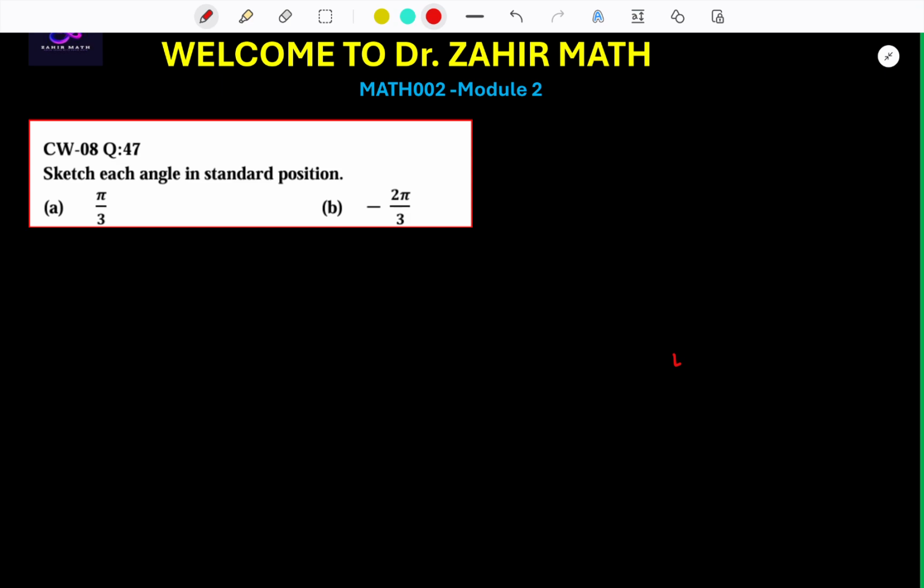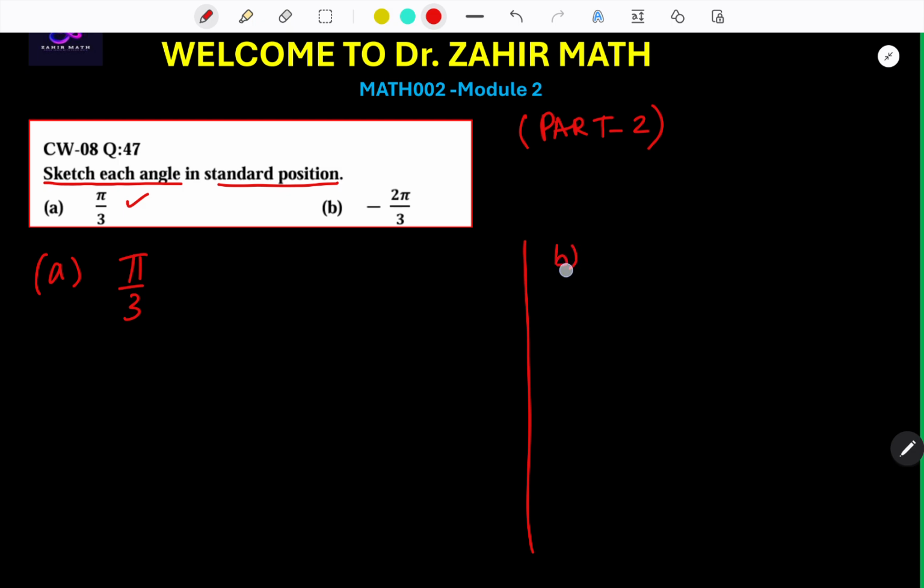Let's start Module 2, 6.1 Part 2. First question: sketch each angle in standard position. So you're going to sketch this angle. Already we sketched the angle which is given in degrees. Now we are going to sketch the angle in radians. The first question is pi over 3 and the second question is minus 2 pi over 3.